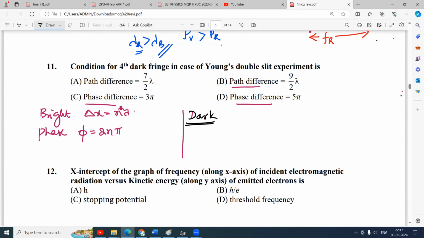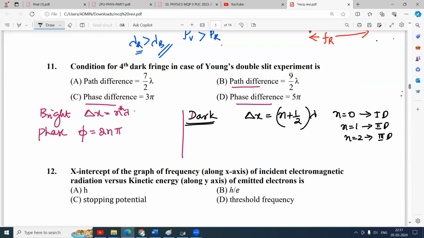For a dark fringe, the path difference should be (2n+1) lambda by 2, or (n + half) lambda. But remember, if you write it like this, n starts from 0 for the first dark fringe, and n equals 1 for the second dark fringe, and n equals 2 for the third dark fringe.